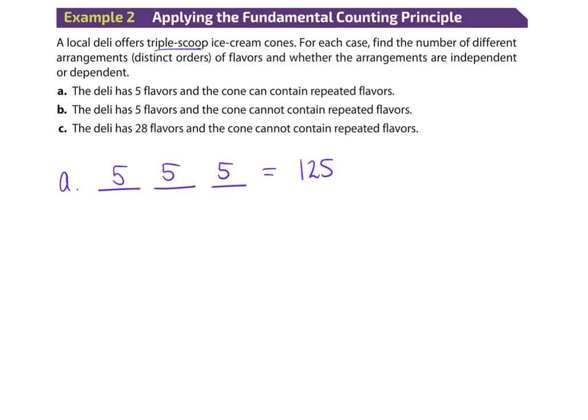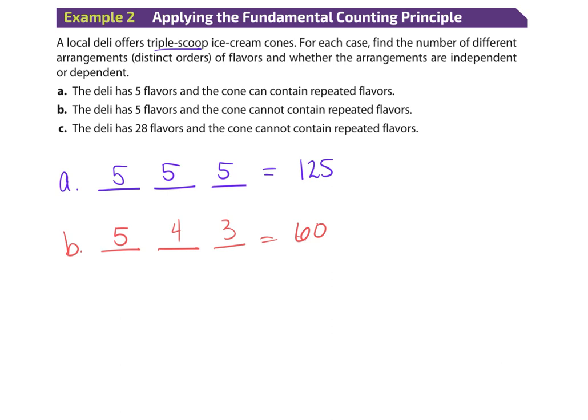Look at the next one. The deli has 5 flavors and the cone cannot contain repeated flavors. Are these dependent or independent on each other? They're dependent. What I choose for the first one affects the fact that I no longer have 5 options for my second one. I now have 4, and then this guy only has that many. And so then we drop to 60. It drastically changes, by the way.